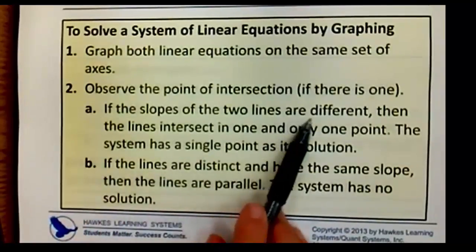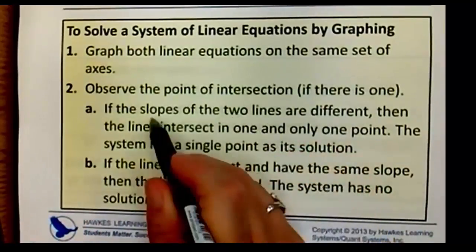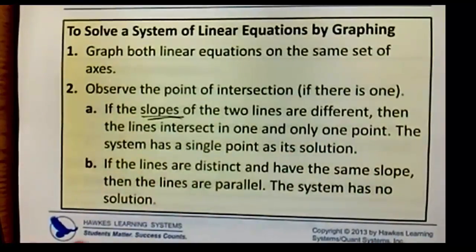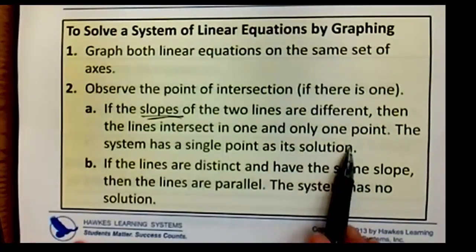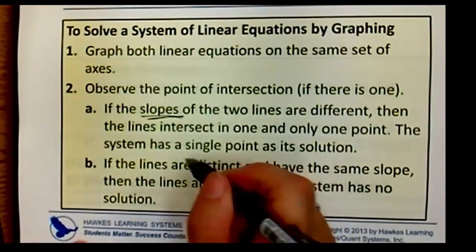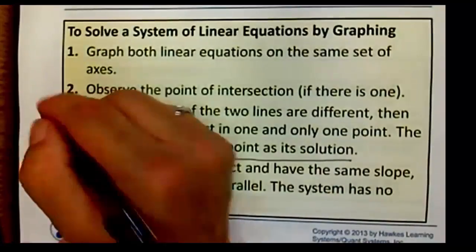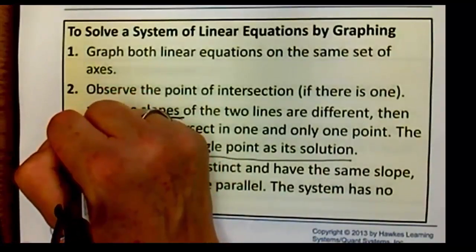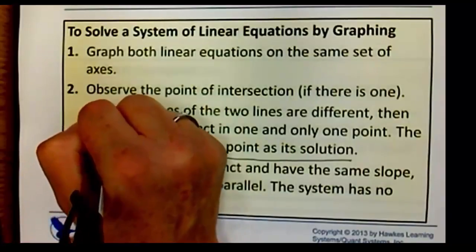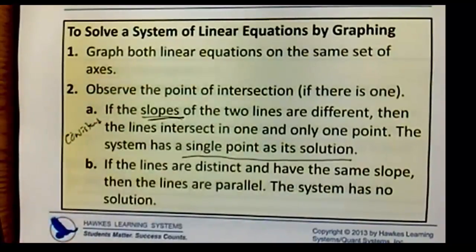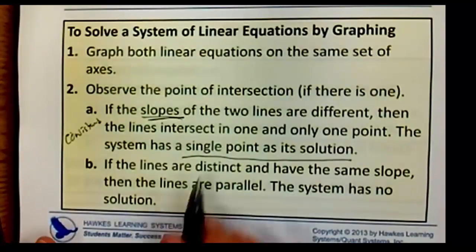So if the slopes of the two lines are different, so slopes have a lot to do with this. So if they're different, then the lines intersect in one and only one point, and the system has a single point of intersection. So we only are going to cross at one. These end up being the ones that are consistent. Okay, so we have the consistent ones that are there that cross.